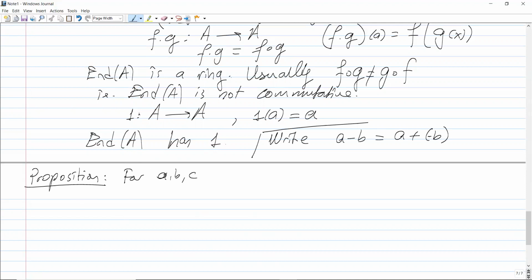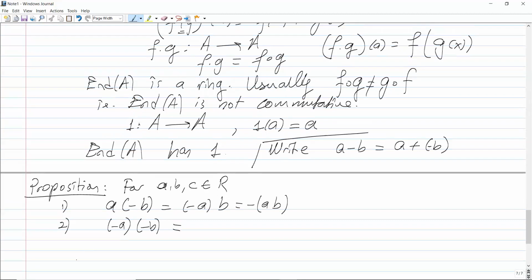For any A, B, C in a ring R: first, A times minus B equals minus A times B, namely A times the additive inverse of B, and the additive inverse of A times B, both equal the additive inverse of A times B. Second, if we take the additive inverse of A and the additive inverse of B, their multiplication is A times B. And finally, third, A times (B minus C) is equal to A times B minus A times C.